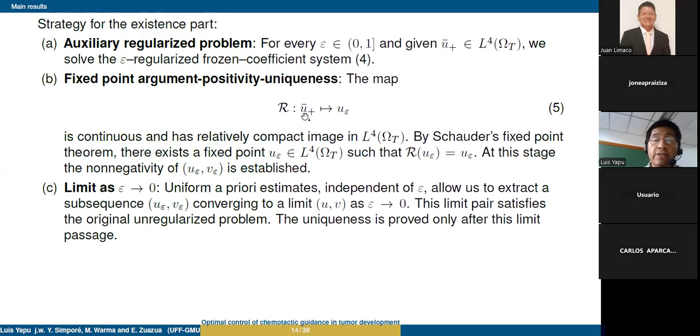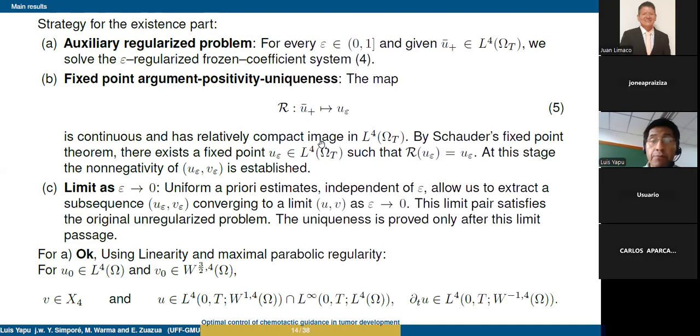Okay, this is the map, the fixed point map. We want to find a fixed point of this application, and a fixed point of this application will be a solution u epsilon, v epsilon of the nonlinear problem, and then we pass to the limit where epsilon goes to 0, and using estimates which are independent of epsilon, we get a solution of the initial problem.